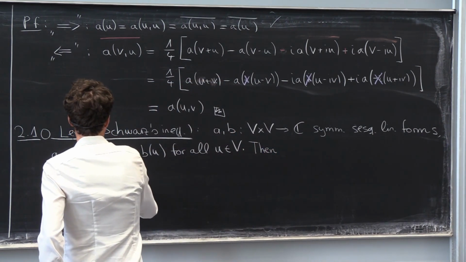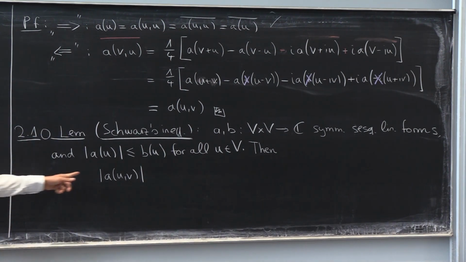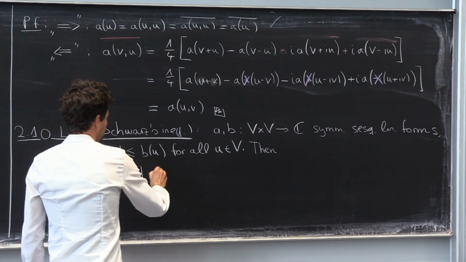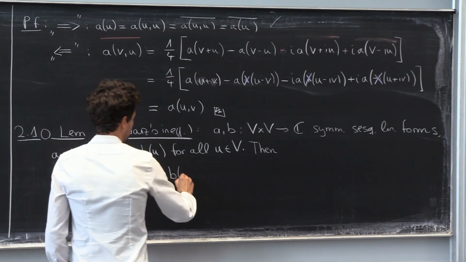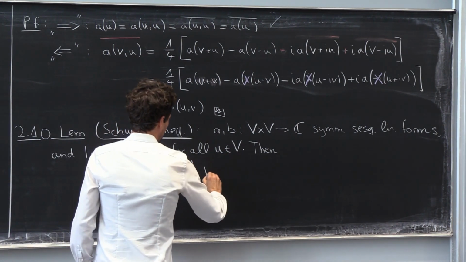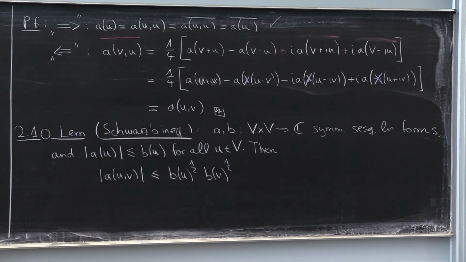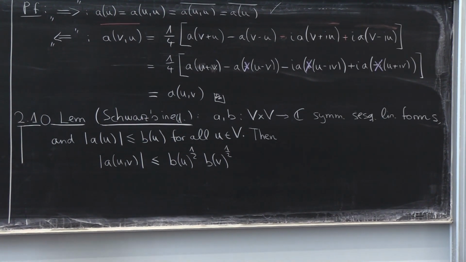that now I can prove something that looks like Cauchy-Schwarz inequality. I can also prove that the sesquilinear form A in absolute value is bounded by the quadratic form in the way that you would expect, resembling Cauchy-Schwarz inequality. Okay, so the sesquilinear form is bounded by the product of the two evaluations of the quadratic form B.